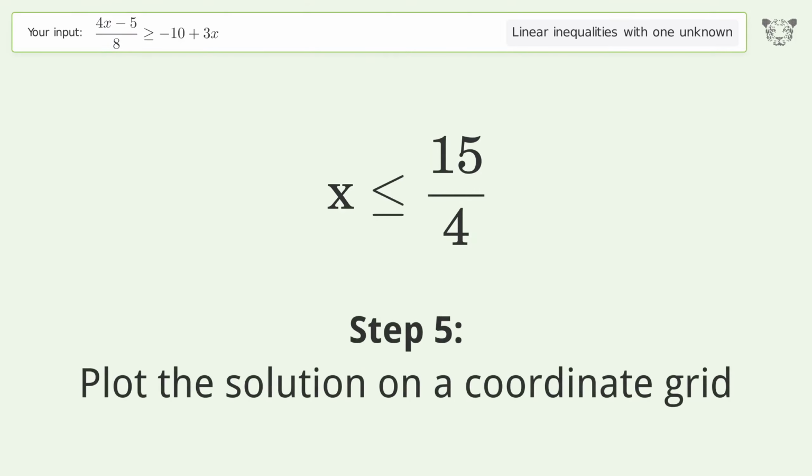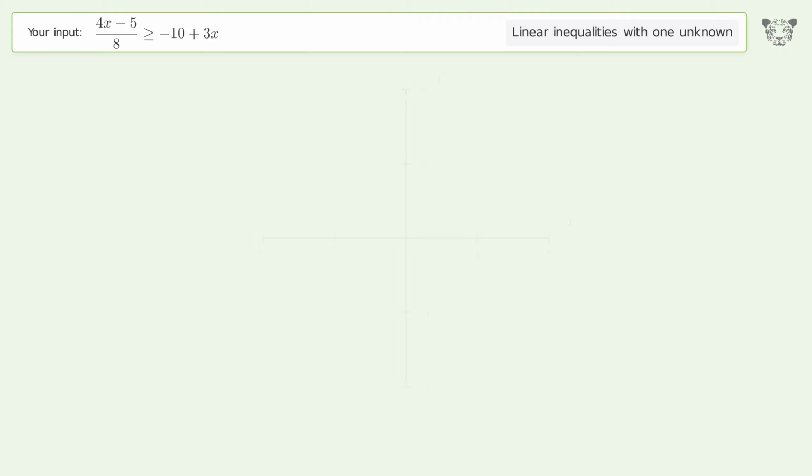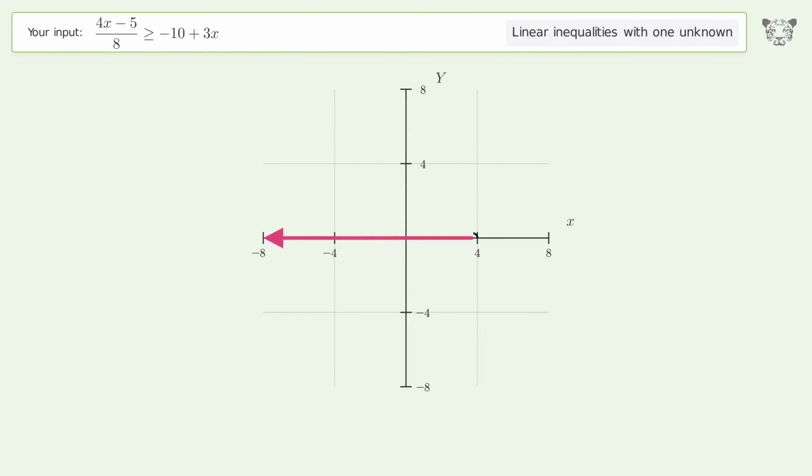Plot the solution on a coordinate grid. And so the final result is x equal or smaller than 15/4 equal or smaller than 33/4.